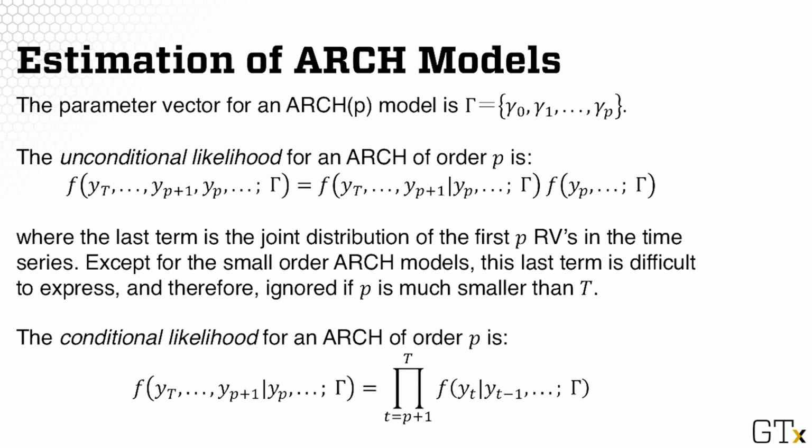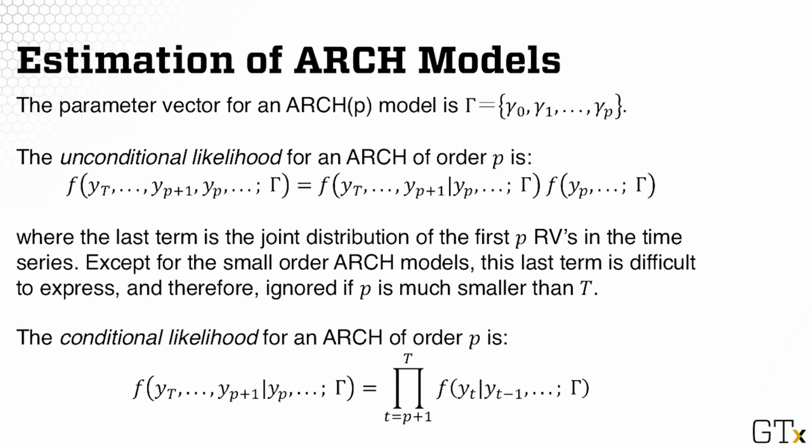How do we estimate the ARCH coefficients of the ARCH model? The common approach is using maximum likelihood estimation. Because the variables in the time series yt are not independent, the likelihood function cannot be written as the product of the individual marginal distributions of yt. Instead, it needs to be decomposed as the product of conditional distributions.